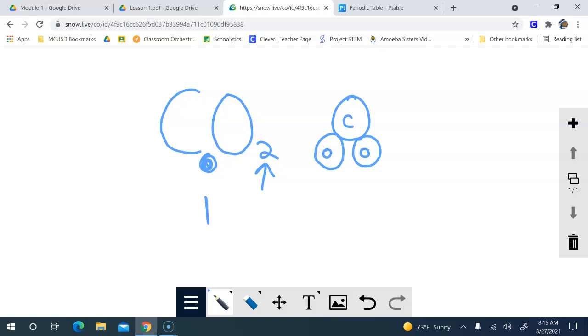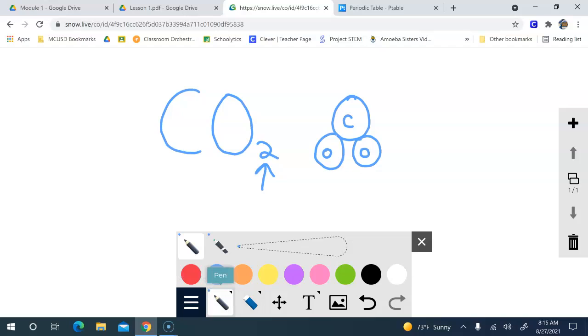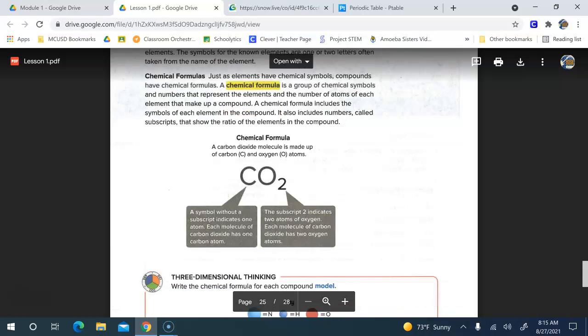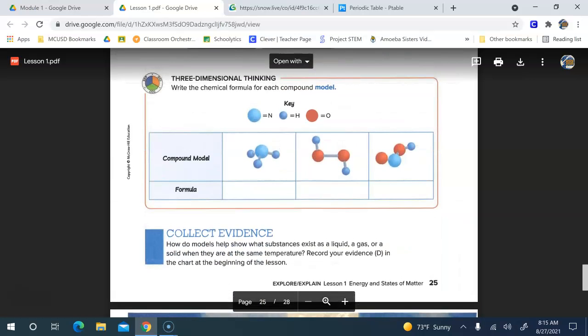It's the air we breathe out. But if there is no subscript underneath the letter, then you know that there's only 1. So you can see 1 carbon, 2 oxygen there. Let's get back into this. You are going to look at these pictures and write the chemical formula.